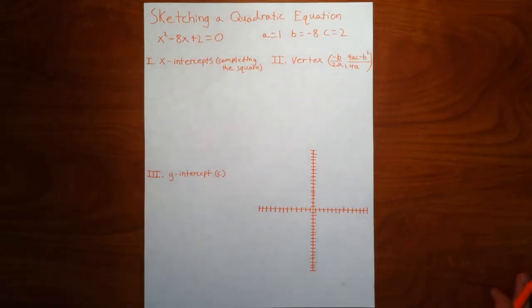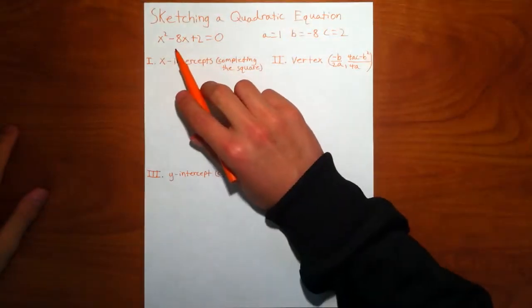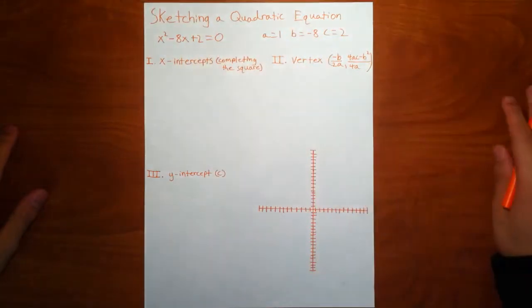Hello again, it's Michael, and today we'll be sketching a quadratic equation. So here's the equation: x squared minus 8x plus 2 equals 0.